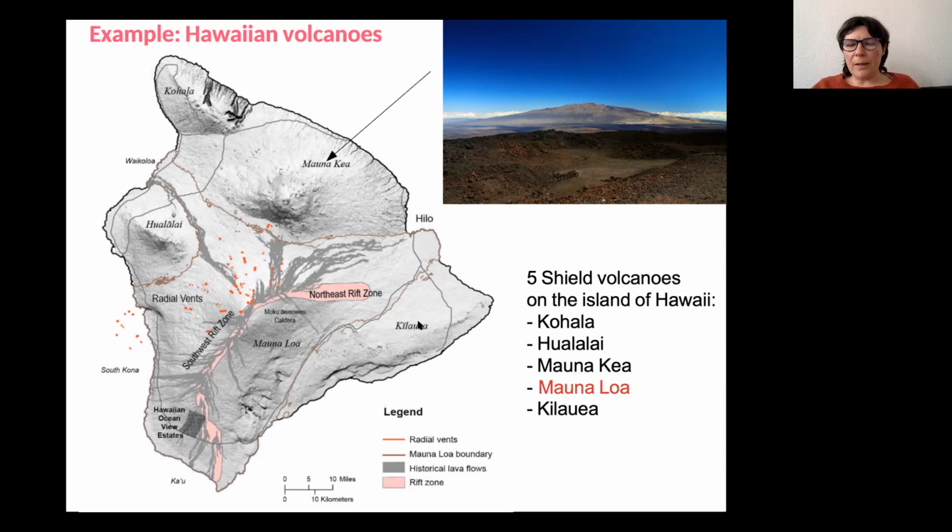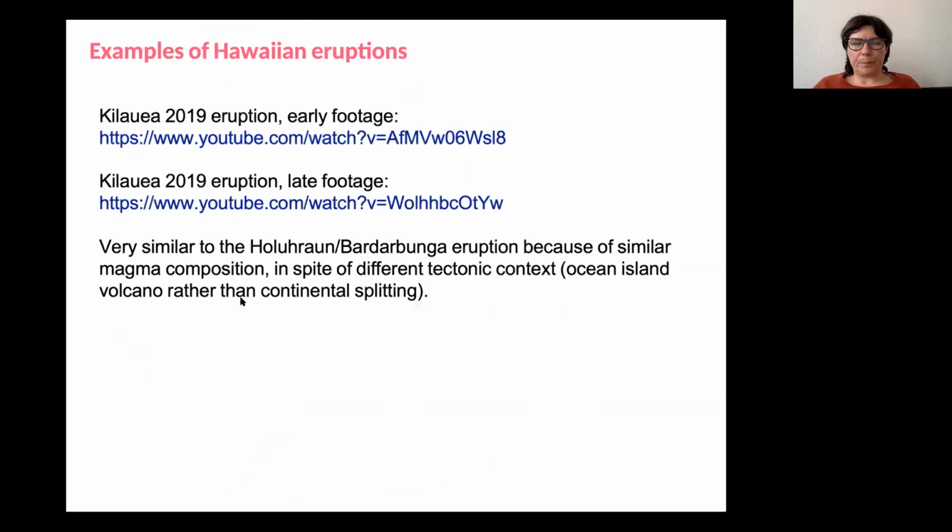The other very active volcano is this one called Kilauea, which is not easy to see. This is the summit crater of Kilauea, and most of the eruptions occur in this rift. They have been occurring in this rift in the last 30 years. And you can see that Mauna Loa has had a lot of eruptions in the last 100, 200 years. Okay, so we can have a look at the Kilauea eruption.